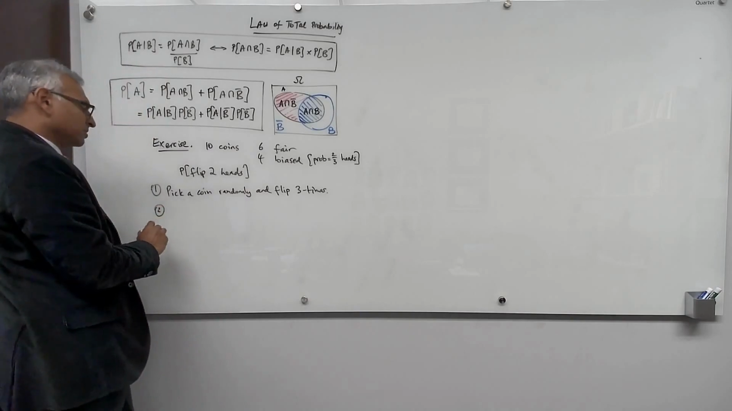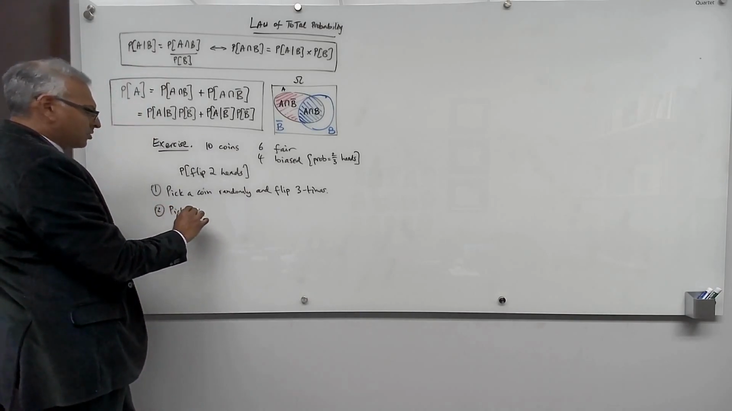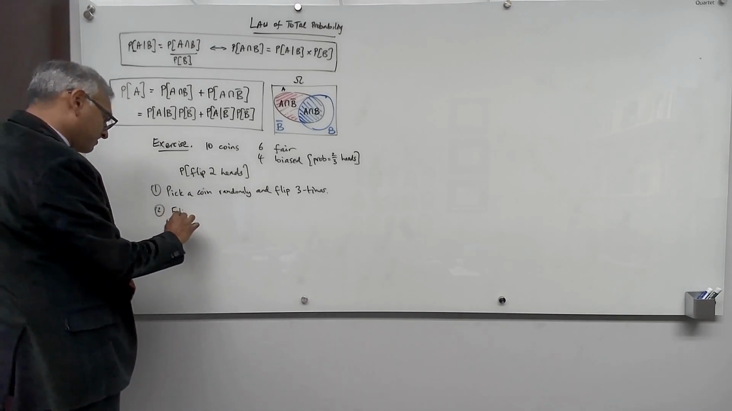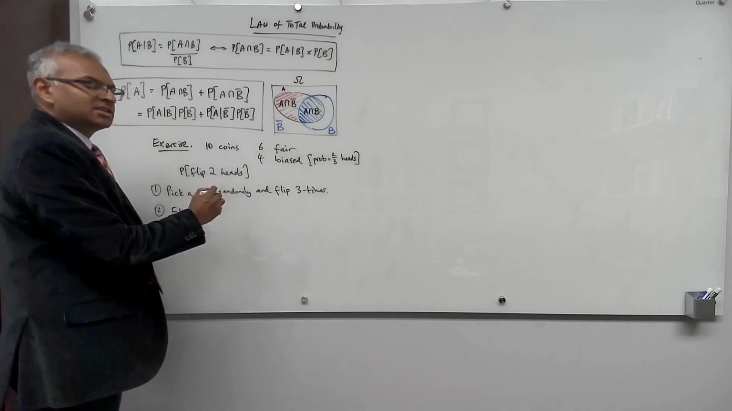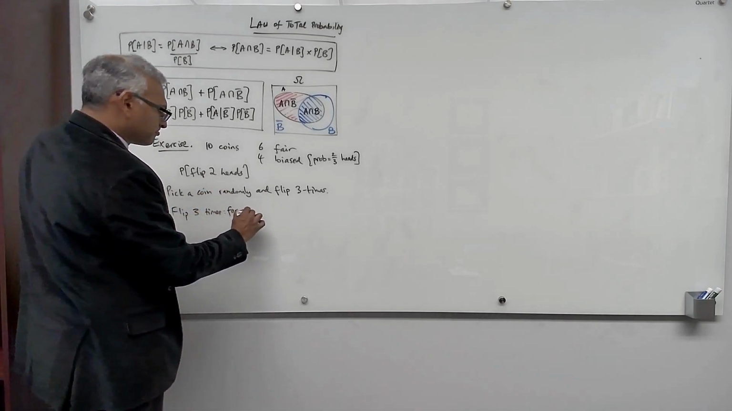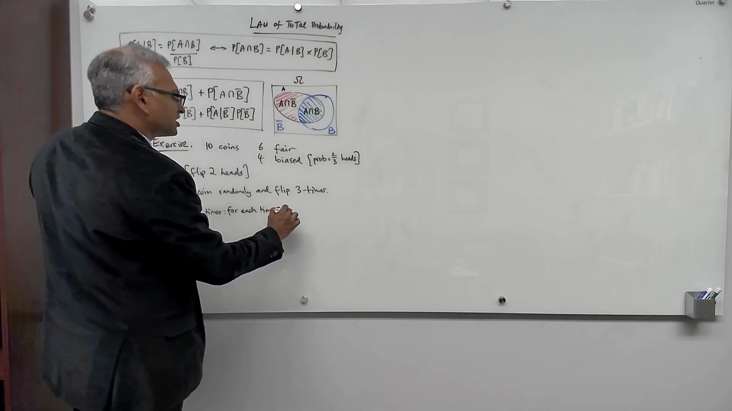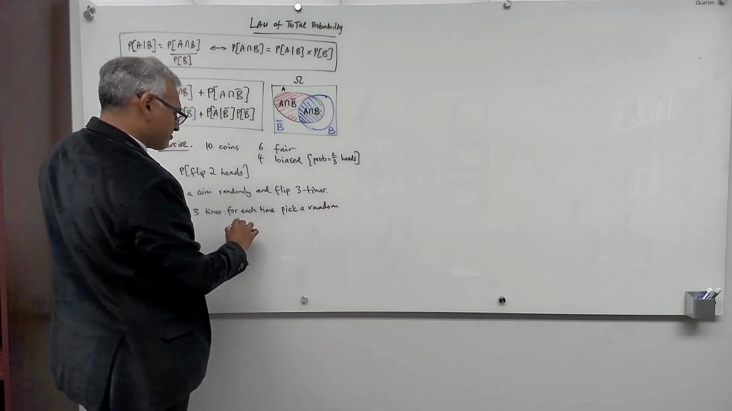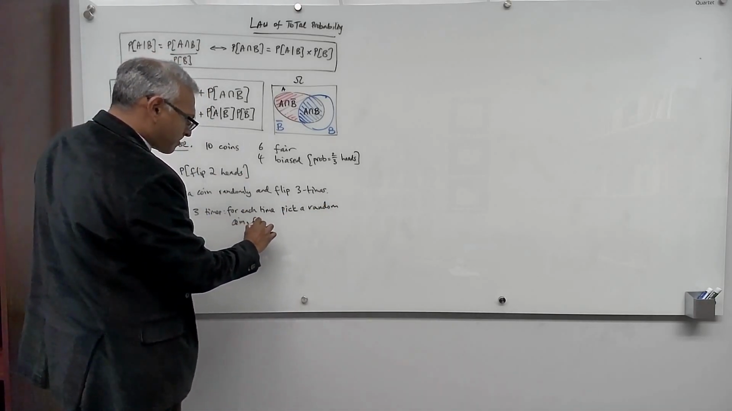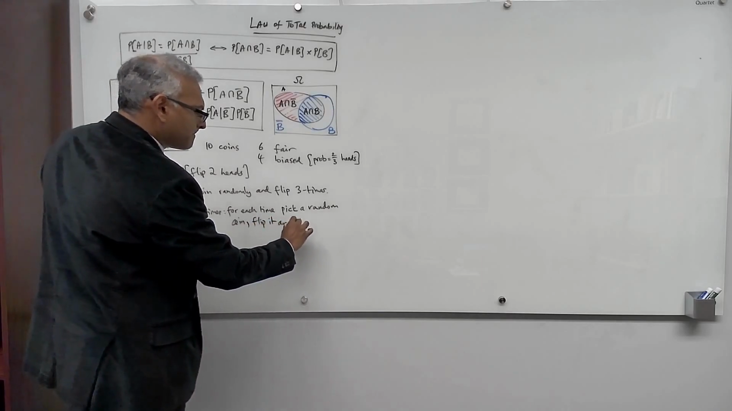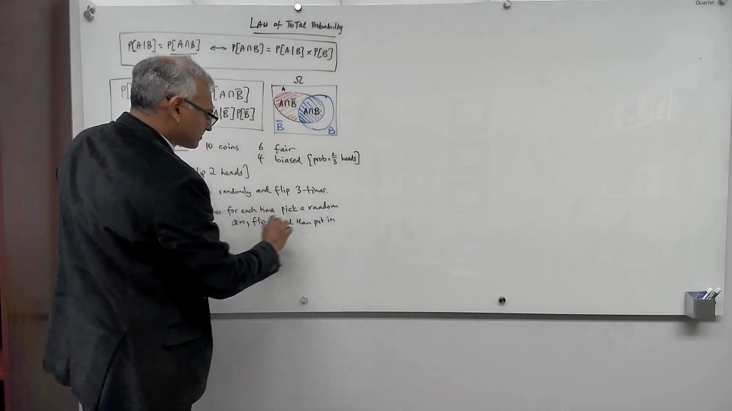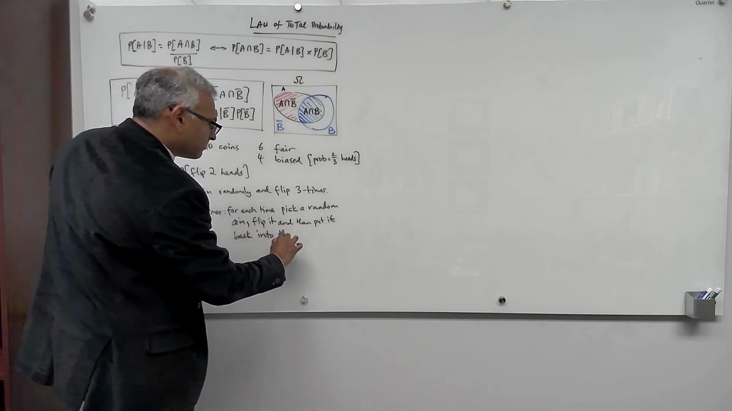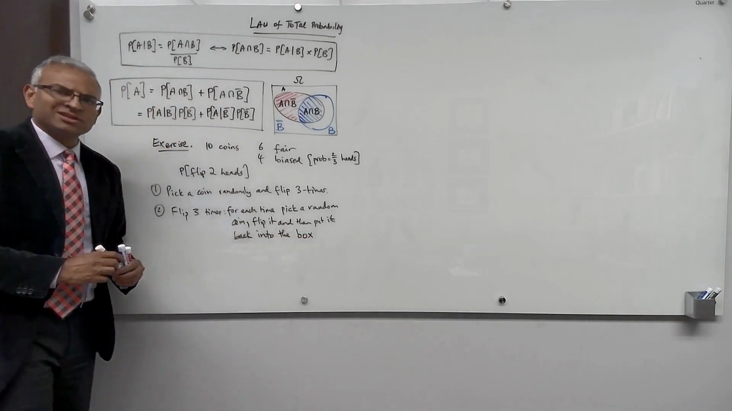And the second question is, you pick a coin, you flip 3 times, just like before. But each time, for each flip, pick a random coin, flip it, and then put it back into the box. Okay? So it's important to understand the difference between these 2.